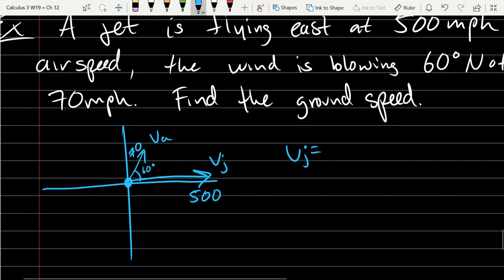So the jet vector is much easier. What's the x component of the jet vector? 500. So that's how much we're going to the right. And how much is going in the y or the up direction? Zero. So that one was pretty easy. Now we're going to go for the v_A vector. This one has a little bit to the right and a little bit up. But we have to carefully decide how much to the right, how much up.